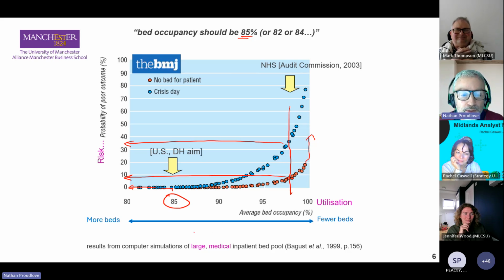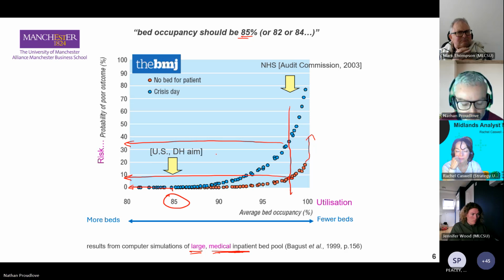And part of the reason was that some of the context was lost, that he was modeling large pools, 200 maybe beds, and these were medical inpatients, just medical inpatients he was looking at. And also, you shouldn't really be thinking about utilization as an input, as a driver. It's the performance you need to think about.